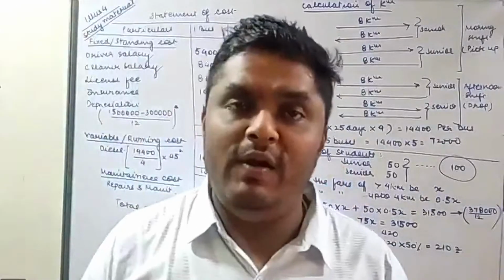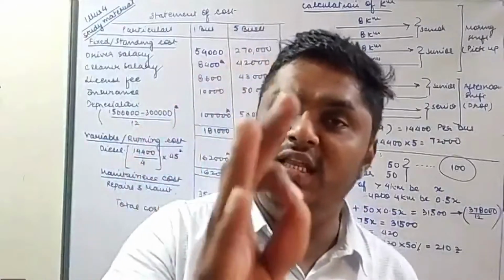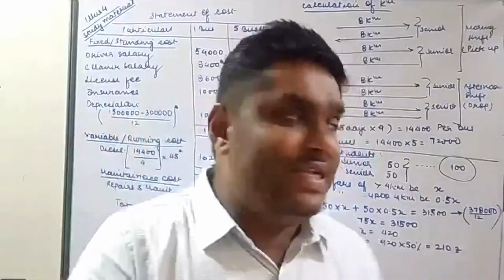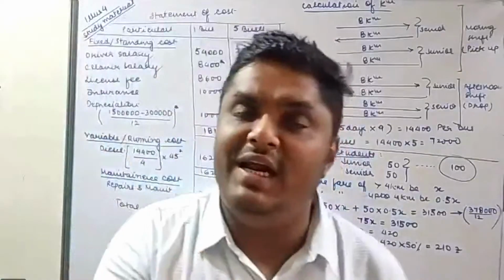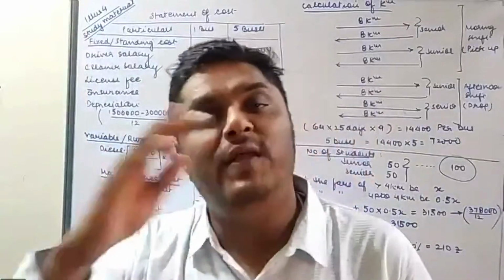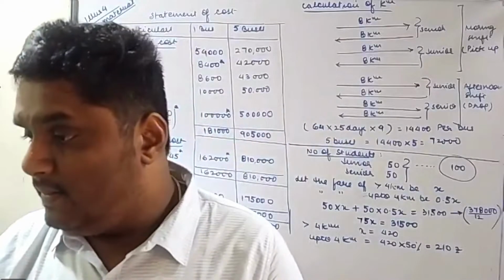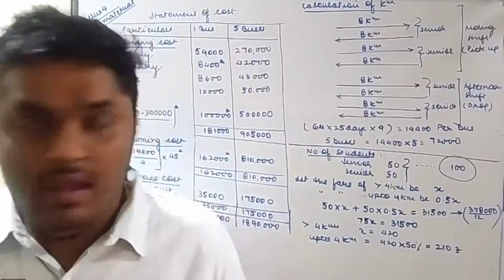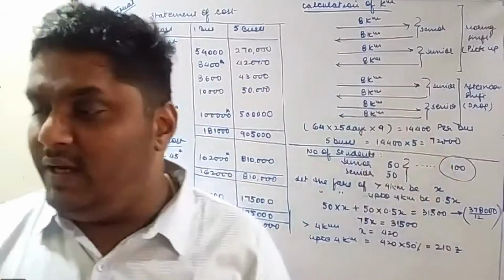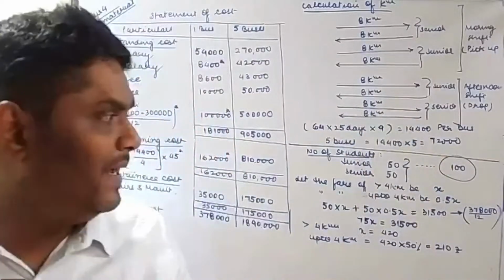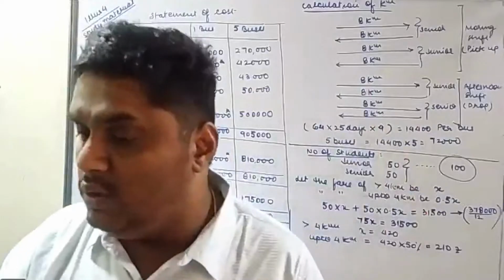See, total there are number of students are 100, 50 senior, 50 junior. Out of these 100 students, 50% are traveling up to 4 kilometers and 50% are traveling more than 4 kilometers. I request you guys to please copy this working note. Giving you 2 minutes time, I request you guys to please copy this working note.